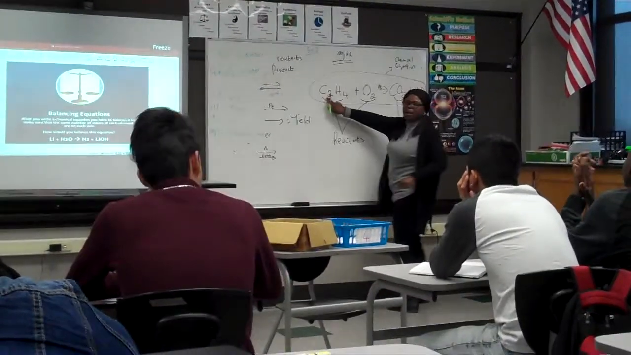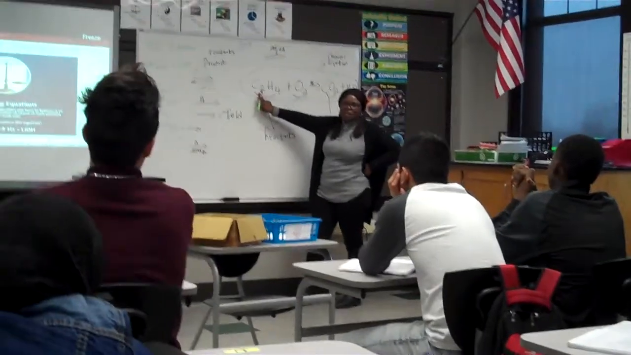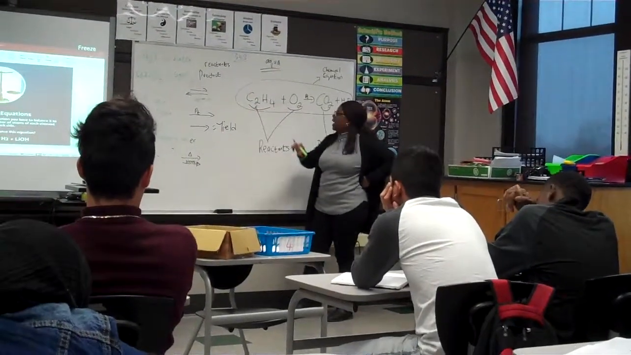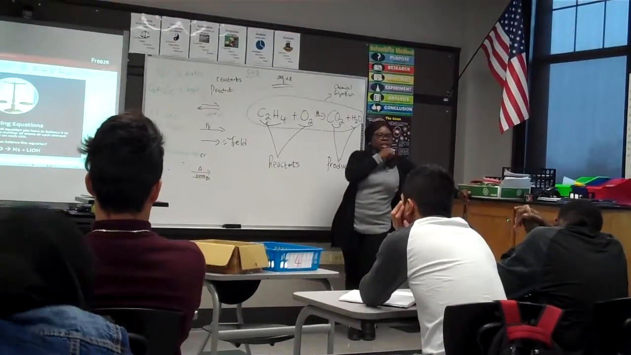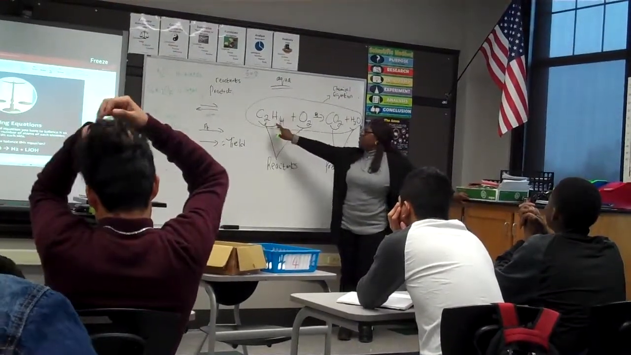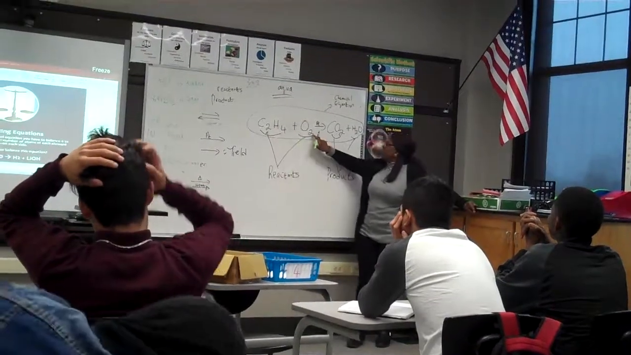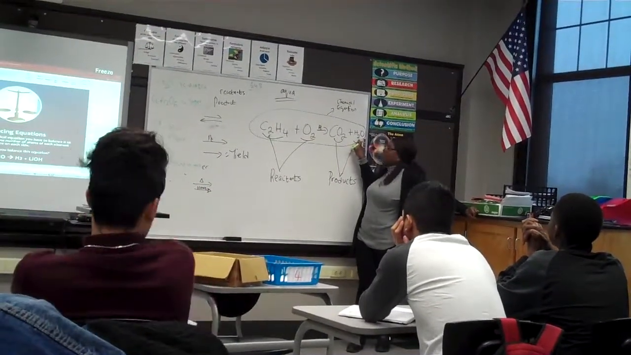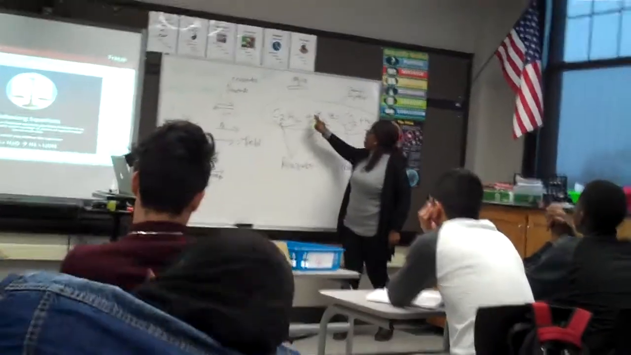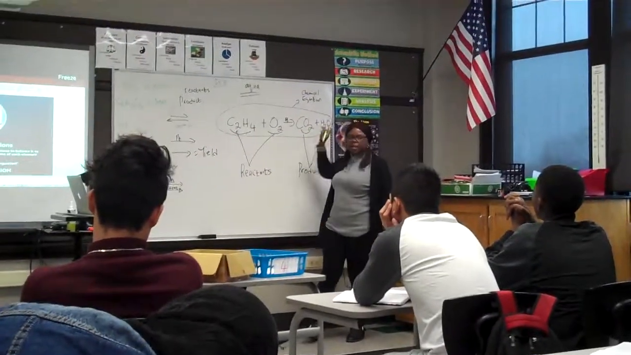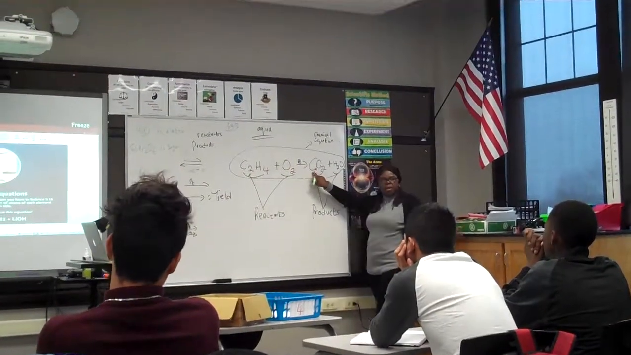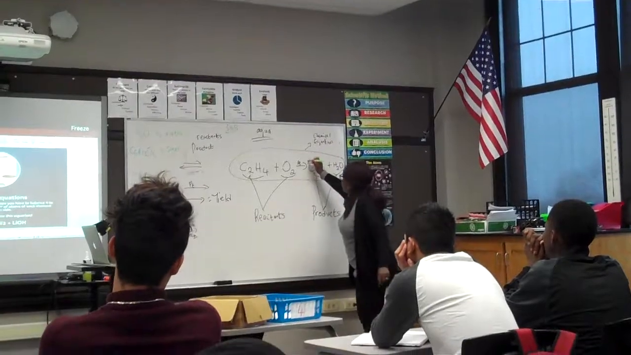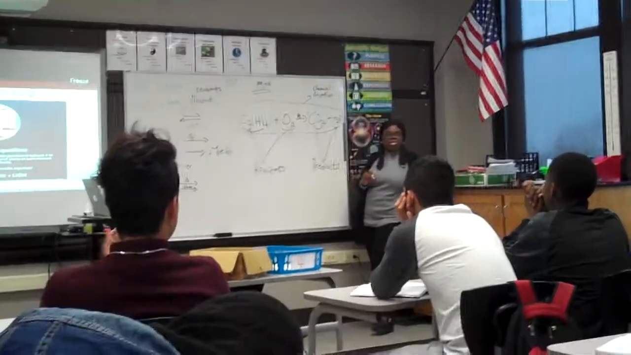So now let's look at our carbon. How many do we have? 2. And how many do we have here? 1. Okay? But in balancing equations, we do not touch the subscripts. We use coefficients, the one we write in front. So if we have 2 carbon here, and we have 1 carbon here, we can add 2.